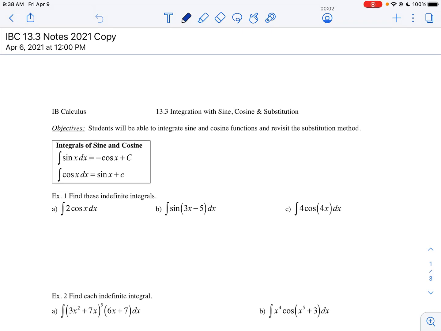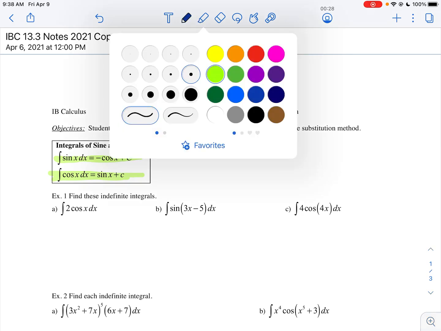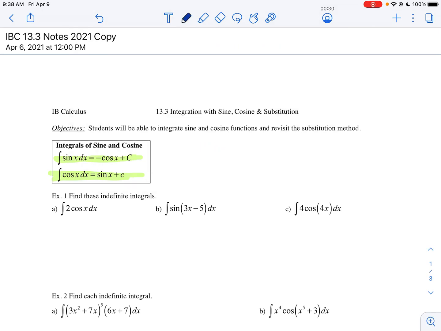All right, today you are going to learn about integration with sine and cosine and substitution. So the nice thing is we really have done this before. The only thing that's going to be new is the integral of sine x is negative cosine x, and the integral of cosine x is sine x. All right, so having stated those, let's look at example 1.